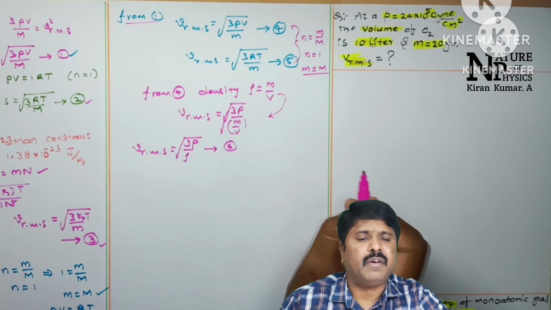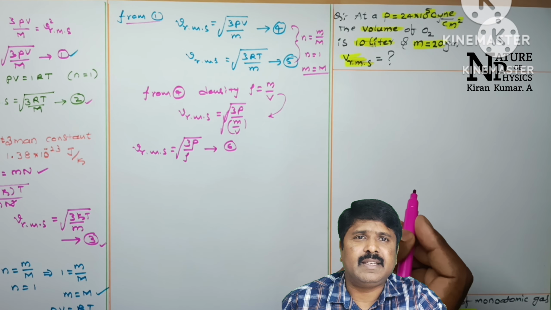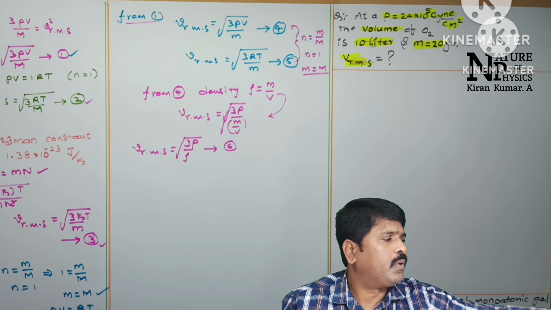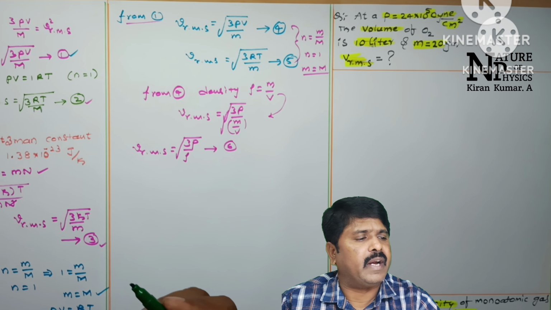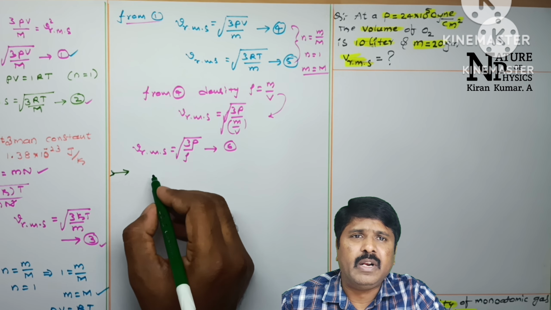See the difference from the equation 1, 2, 3 and also 3, 4, 5, 6. Okay, and next one, numericals. And before going to numericals, I wanted to write the formulas of the most probable speed.